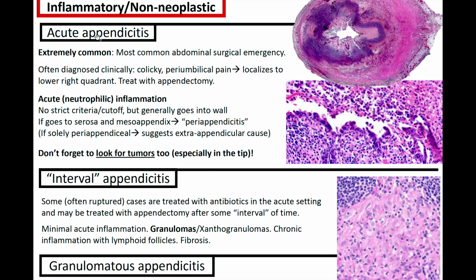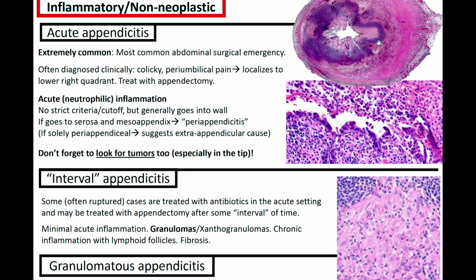Histologically, you're going to see acute neutrophilic inflammation. There's no strict criteria or cutoff, but generally the acute inflammation goes into the wall. And if it goes to the serosa and the mesoappendix, it is called periappendicitis. If it's solely periappendiceal, that would suggest an extra appendicular cause. So if the inflammation is only on the outside surface of the appendix and not within the appendix itself, that would indicate some other source of infection in the peritoneal cavity could be causing the inflammation.